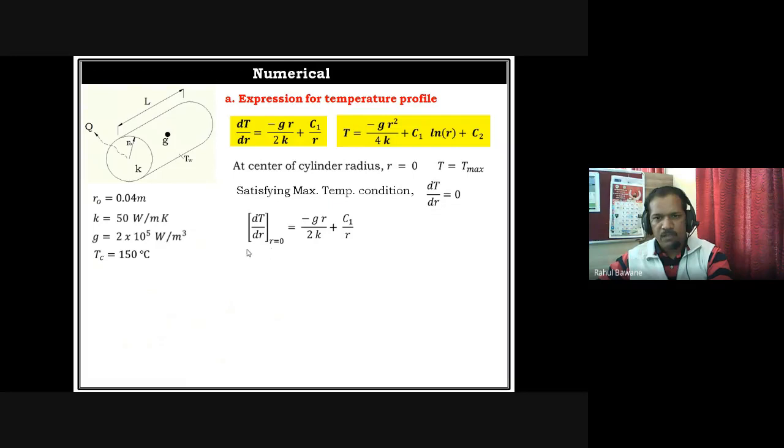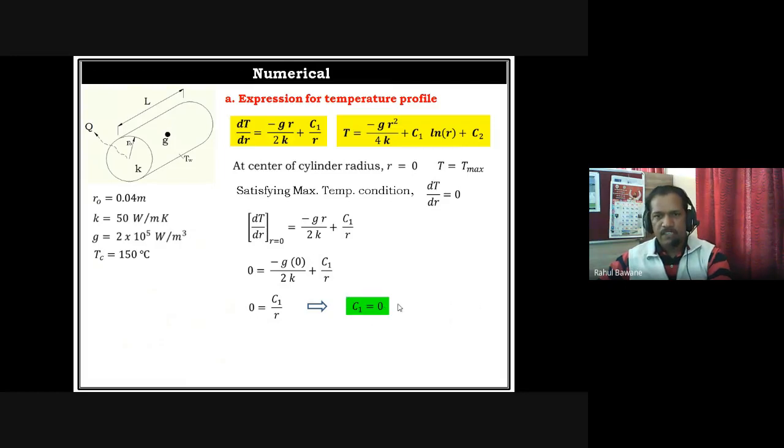Now putting the values of r and dT by dr. So dT by dr is 0, minus G, r is replaced by 0, upon 2K plus C1 upon r. Here we are not directly replacing 0 in the second term, otherwise it becomes infinity and we will not get anything. So this term, the whole first term, becomes 0. So we get only 0 equals C1 upon r. Now we will shift this r to the left hand side, so we get the value of C1 equals 0.